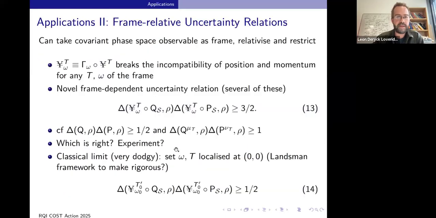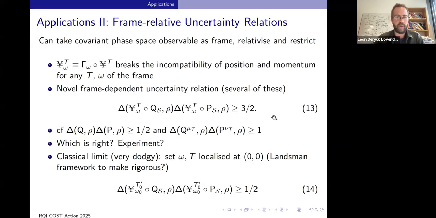So an application of this is a recent paper about phase space quantum reference frames. If we go back, if you remember, I introduced a phase space translation covariant POVM. So one can actually use that to build a quantum reference frame. And then one gets something quite interesting.